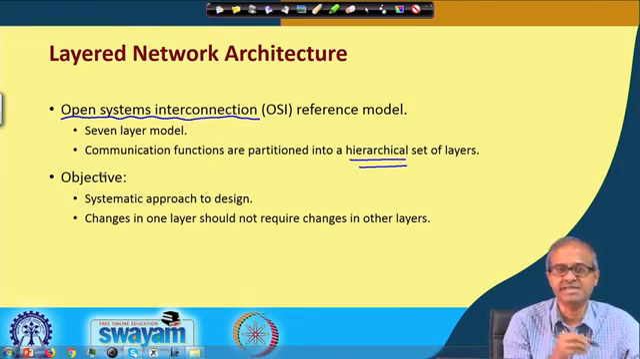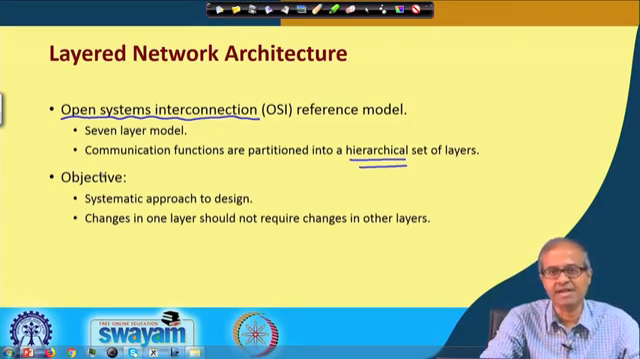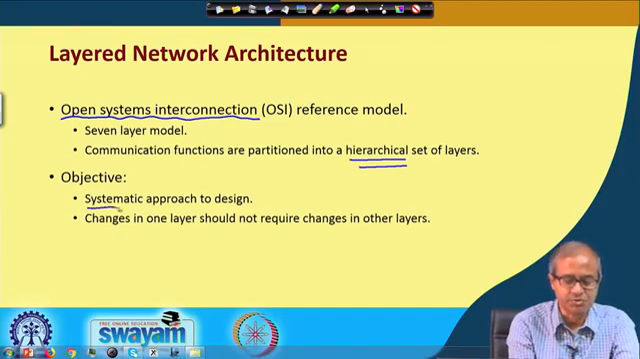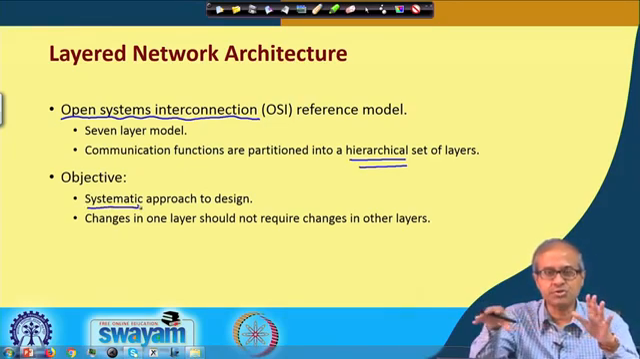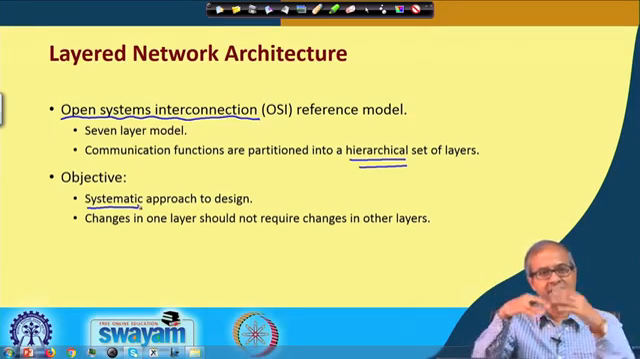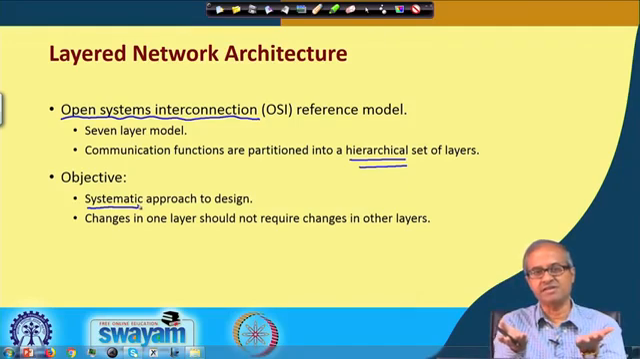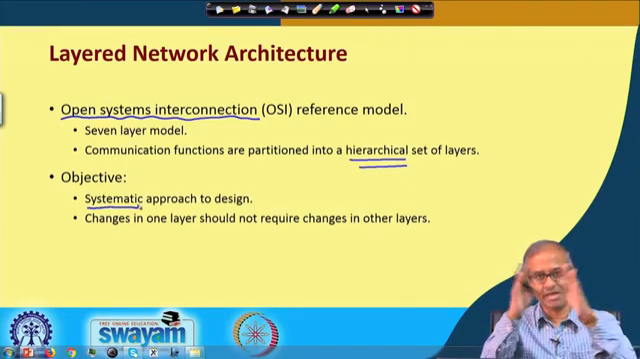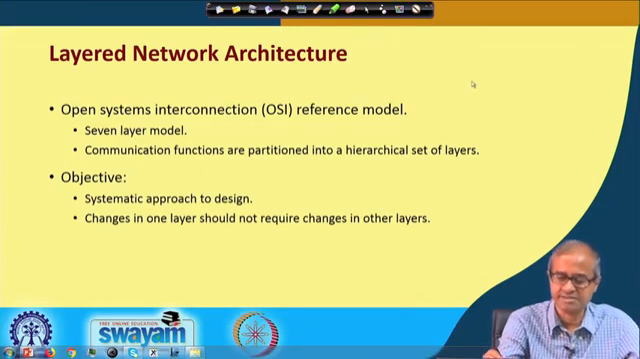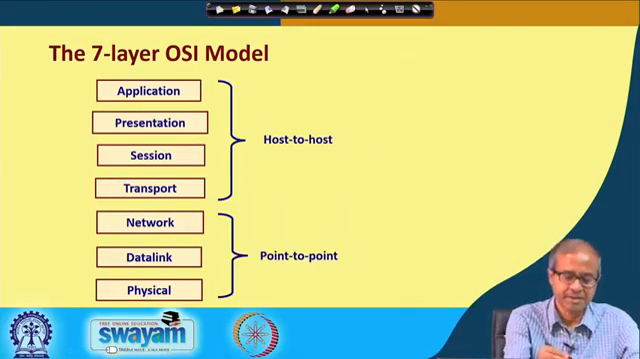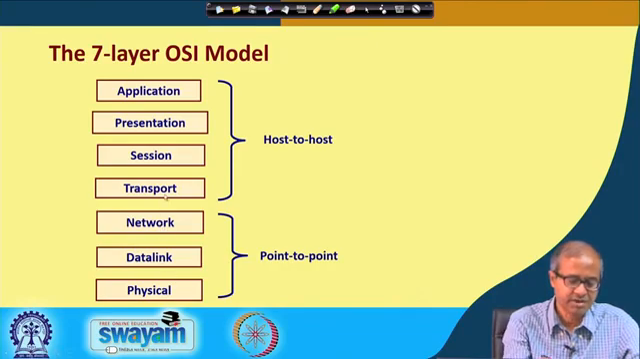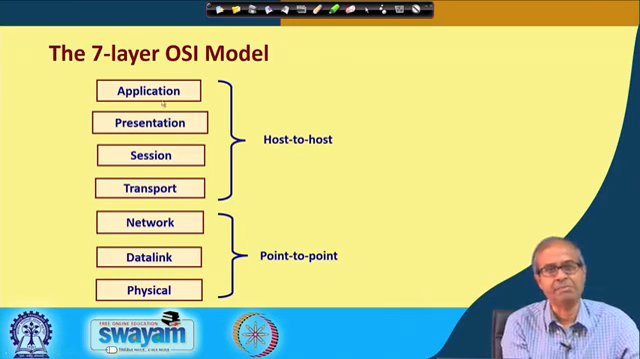The main objective of this layering is, as I mentioned, if you divide the functionality into well defined layers, it becomes much more systematic. Your design of the networking software becomes much more systematic. Not only that, you may choose to modify the design of one of the layers without touching the other layers. So, one of the layers may use a different technology, but you do not modify the other layers. That way, you can say the maintainability of the entire networking system becomes also better. Okay. These are some of the advantages. Now, talking about the 7 layers, you see these are the 7 layers, starting from the lowest point: physical, data link, network, transport, session, presentation, application.